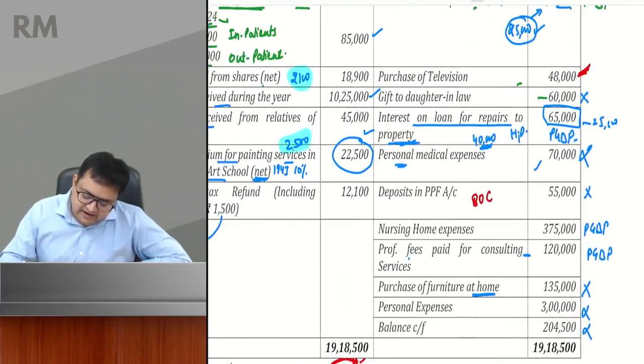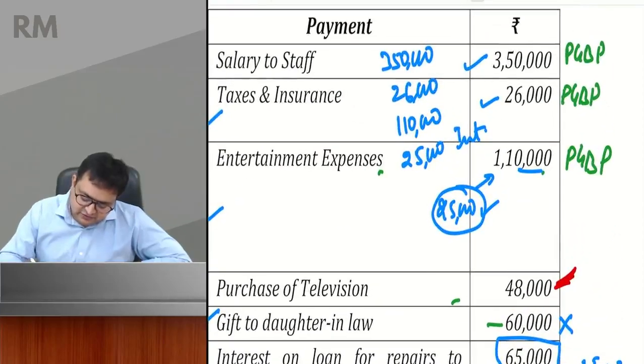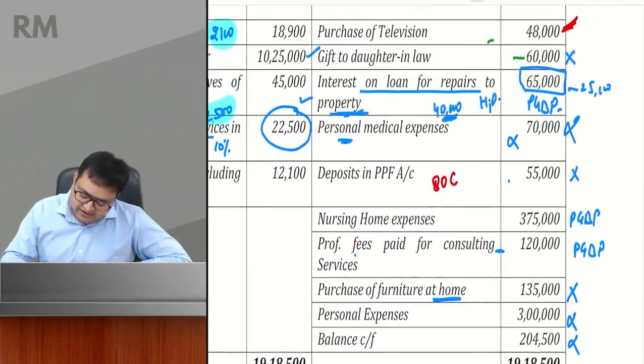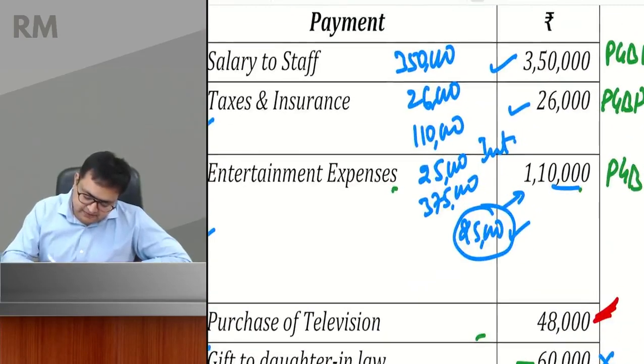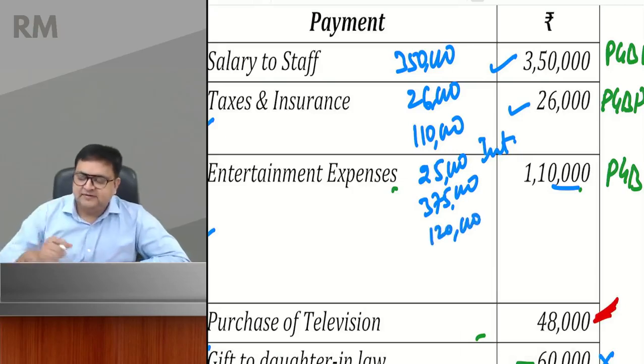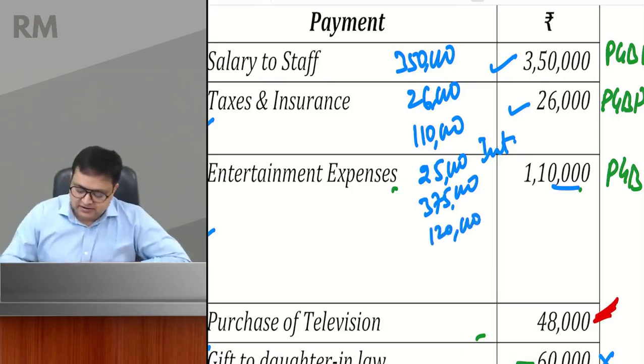Personal medical expenses, I will not write it over here. Deposit in PPF is not an expense. Nursing home expenses, 375, yes. Professional fees for consulting, 120. Furniture at home, no. Personal expenses, no. So professional fees for consulting, 120. These are the expenses which are there in my debit, in my payment side.